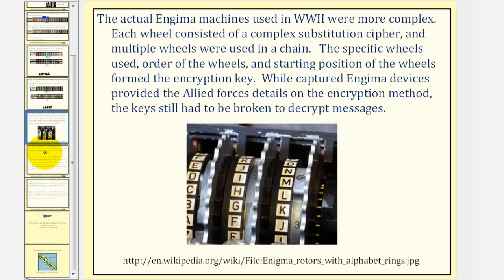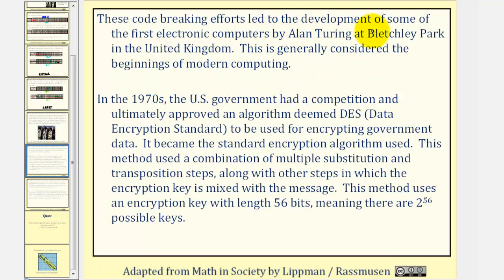The actual Enigma machines used in World War II were more complex than our examples. Each wheel consisted of a complex substitution cipher, and multiple wheels were used in a chain. The specific wheels used, order of the wheels, and the starting positions of the wheels formed the encryption key. While captured Enigma devices provided the Allied forces details on the encryption method, the keys still had to be broken to decrypt messages. These code-breaking efforts led to the development of some of the first electronic computers by Alan Turing at Bletchley Park in the United Kingdom. This is generally considered the beginning of modern computing.